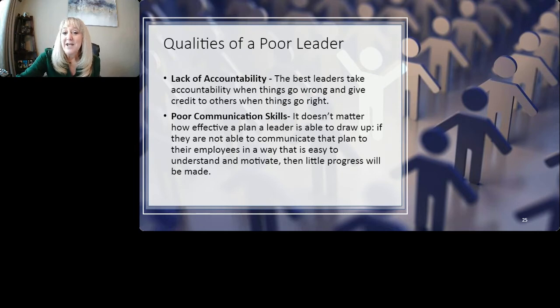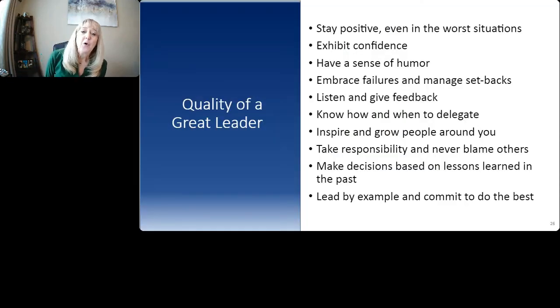So what makes a great leader? A quality of a great leader is someone that can stay positive even in the worst situations. I've had to give bad news to teams. We've had to let go of staff. You name it, I've probably seen it. But how you handle that situation is going to make a difference.